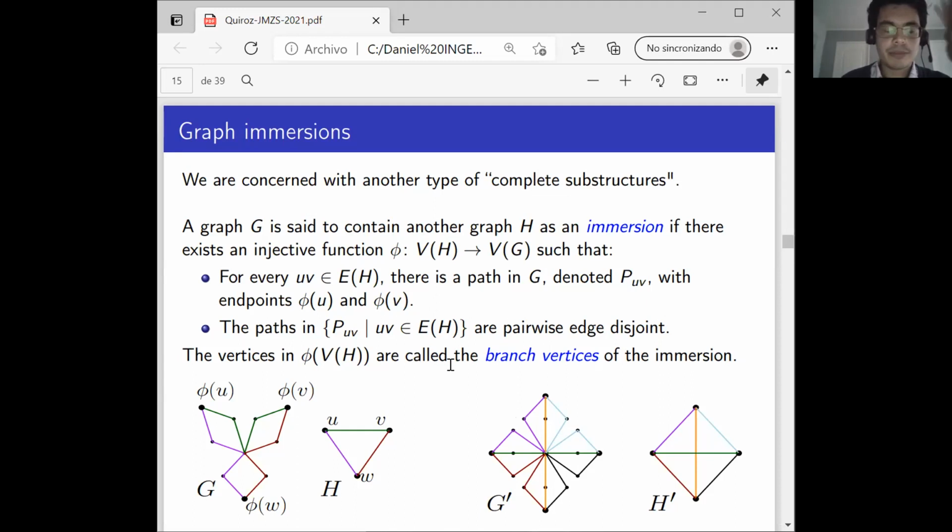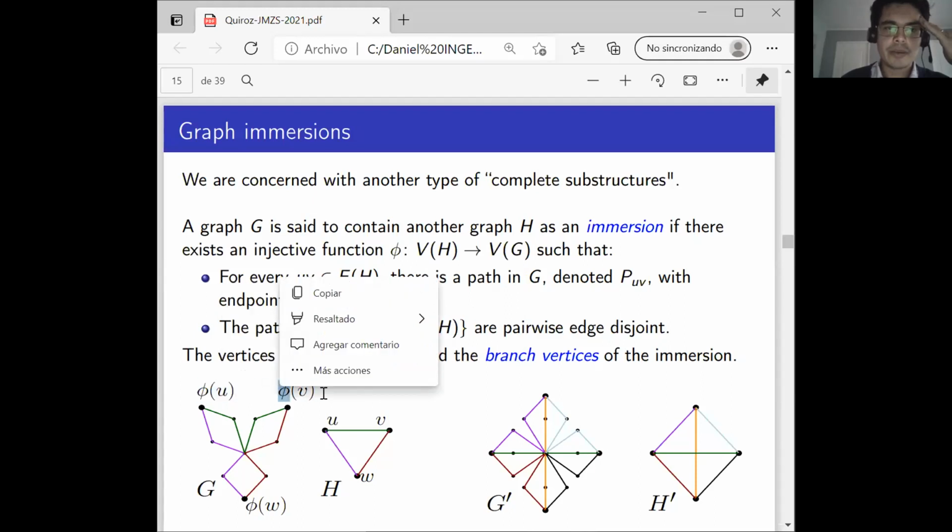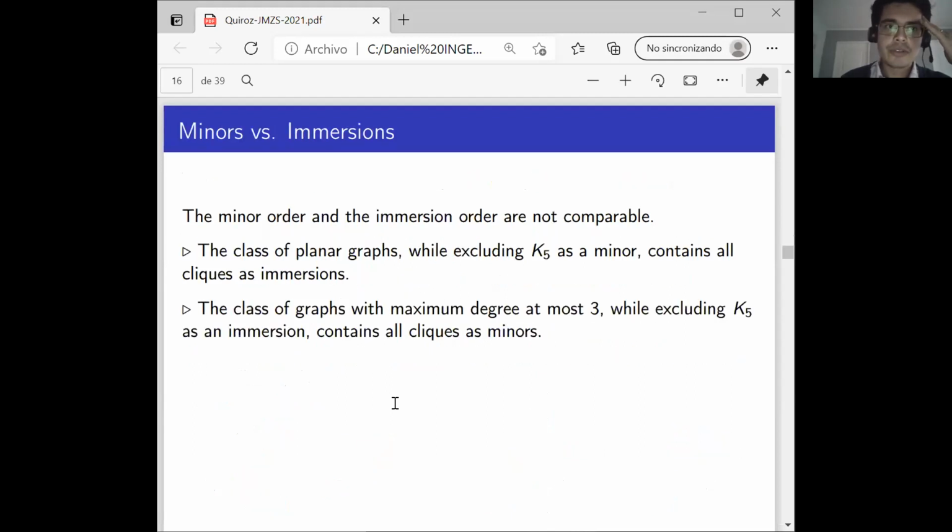Okay, and just before I move on from this slide, the image of the vertices of H by our mapping will be called the branch vertices. So these are the branch vertices here. Just some important notation. So minors and immersions, well, they're really not comparable. The class of planar graphs, as we just noticed, by Kuratowski's theorem, excludes K5 as a minor, but contains all cliques as immersions.